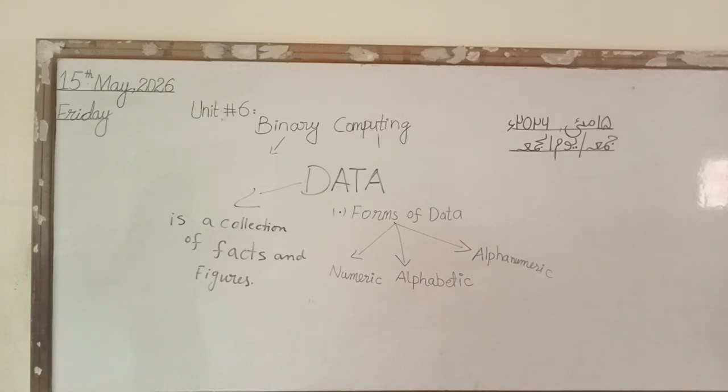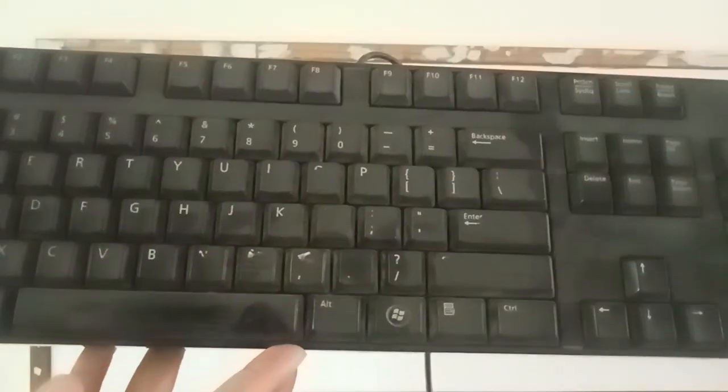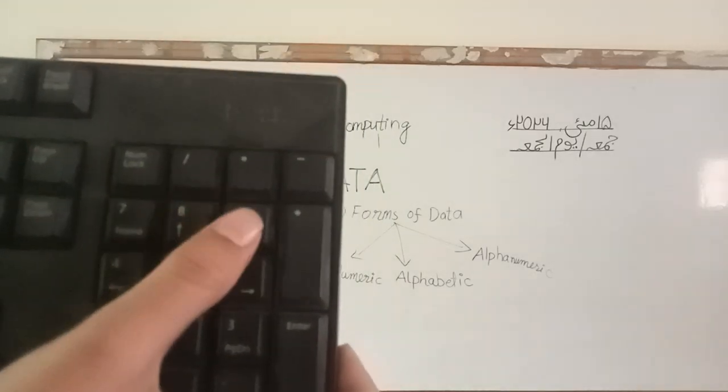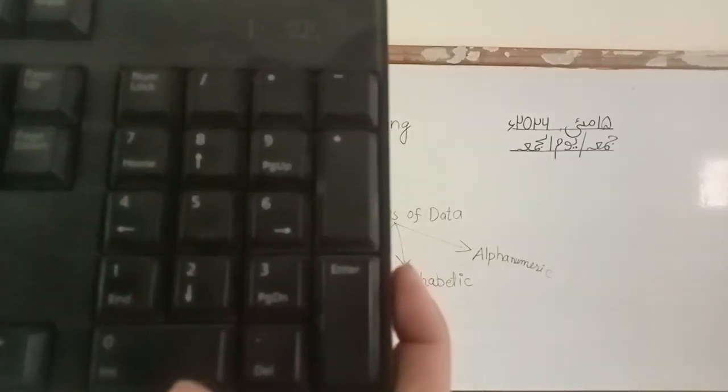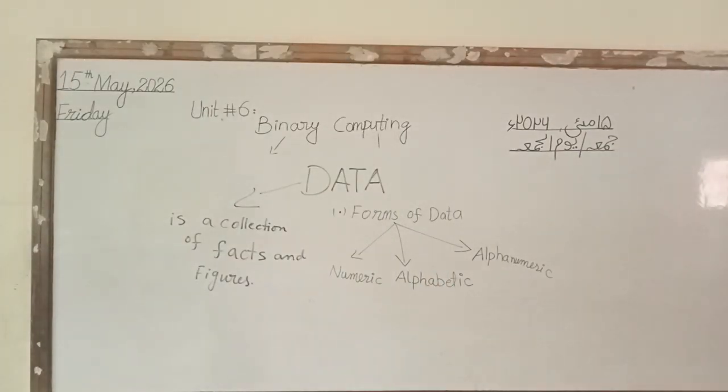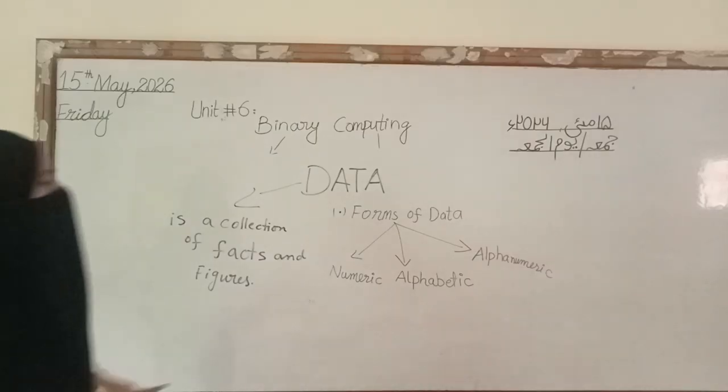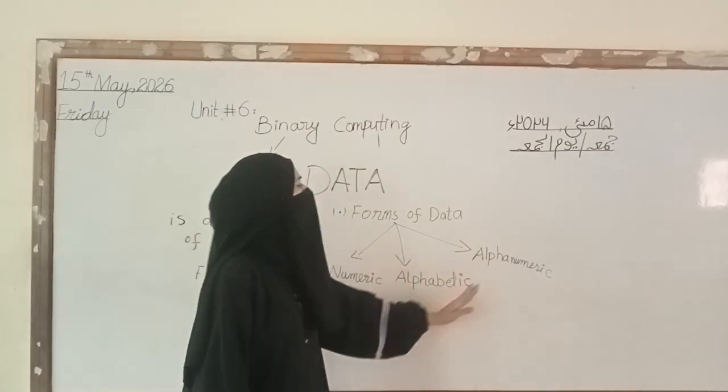So let's see an example. Like a keyboard, boys. Look at this keyboard. A, S, D, F, G, H, J, K, L. These are the forms of alphabetic data. If we see the numbers 1, 2, 3, 4, 5, 6, 7, 8, 9 and 0, these are the forms of numeric data. And if we combine both numeric data and alphabets, it will change into alphanumeric data.